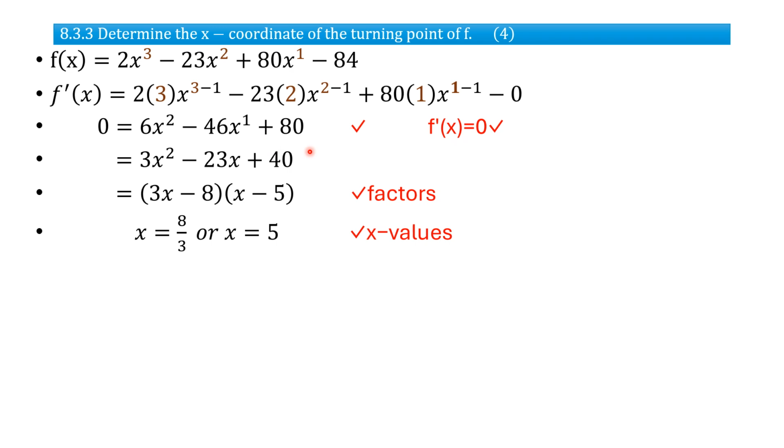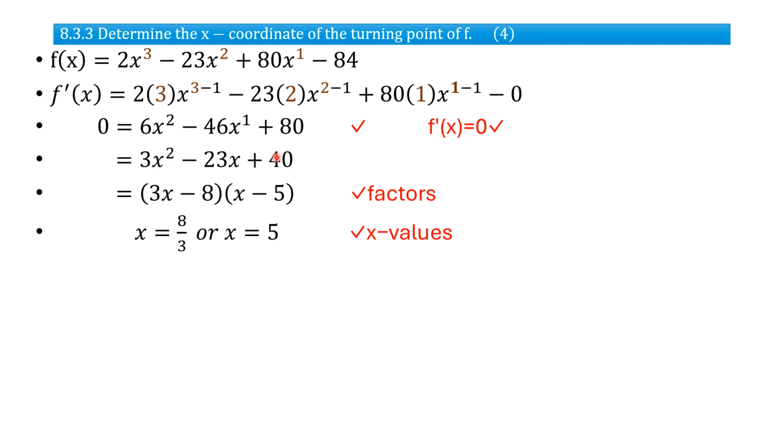2 can go into all of them. So 6 divided by 2 would give me 3, 46 divided by 2 would give me 23, and 80 divided by 2 gives me 40. 3x squared: 3 is a prime number, so it only has the factors 3 and 1. So 3x times x would give me 3x squared.